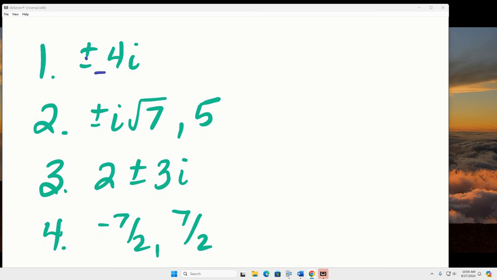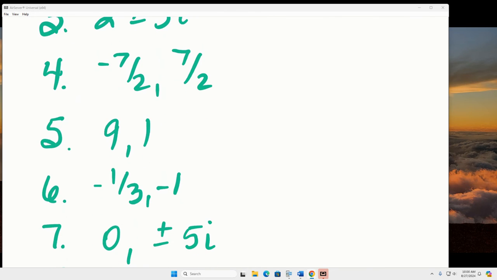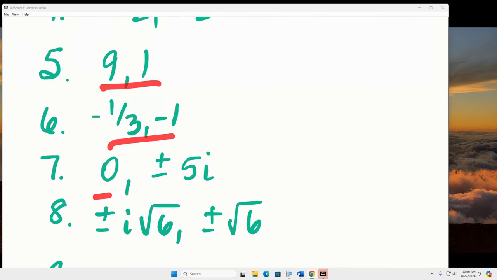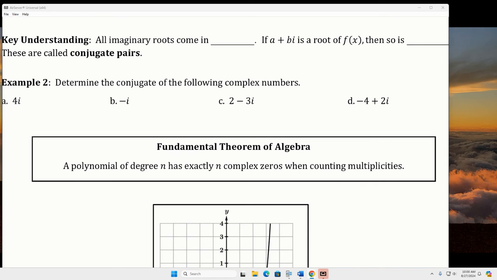So yesterday, every time we had an i, there was a plus or minus in front of it. So 4i and negative 4i were solutions. Square root of 7 i and negative square root of 7 i were solutions. 2 plus 3i and 2 minus 3i were solutions. Our real numbers didn't work out that way, but anytime there was an i, there were always 2 that went together. And that is no coincidence. That will always happen. So imaginary roots or zeros come in conjugate pairs.